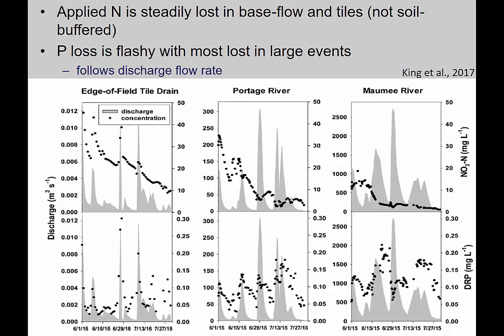Look at the phosphorus concentrations. They follow the hydrograph perfectly because it's soil buffered. Legacy phosphorus is a soil buffering process as it supplies it to the solution. Not true with nitrogen.